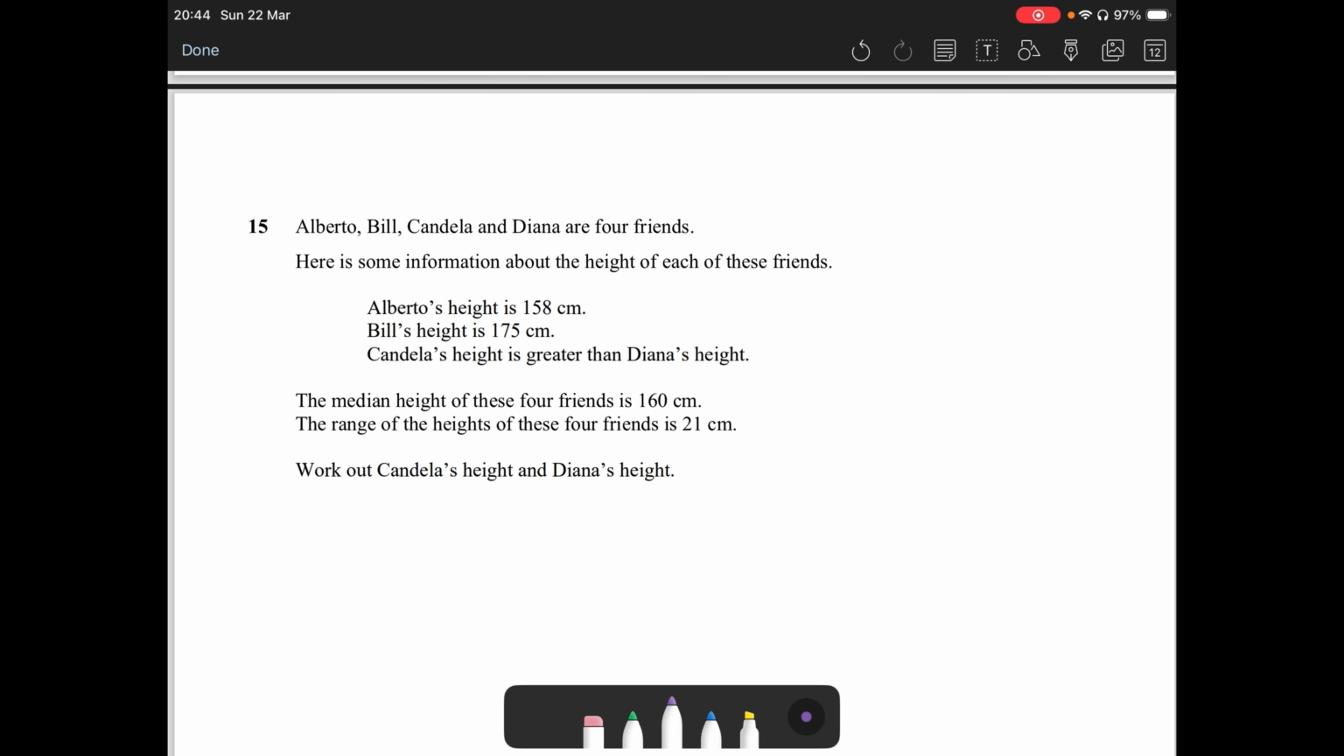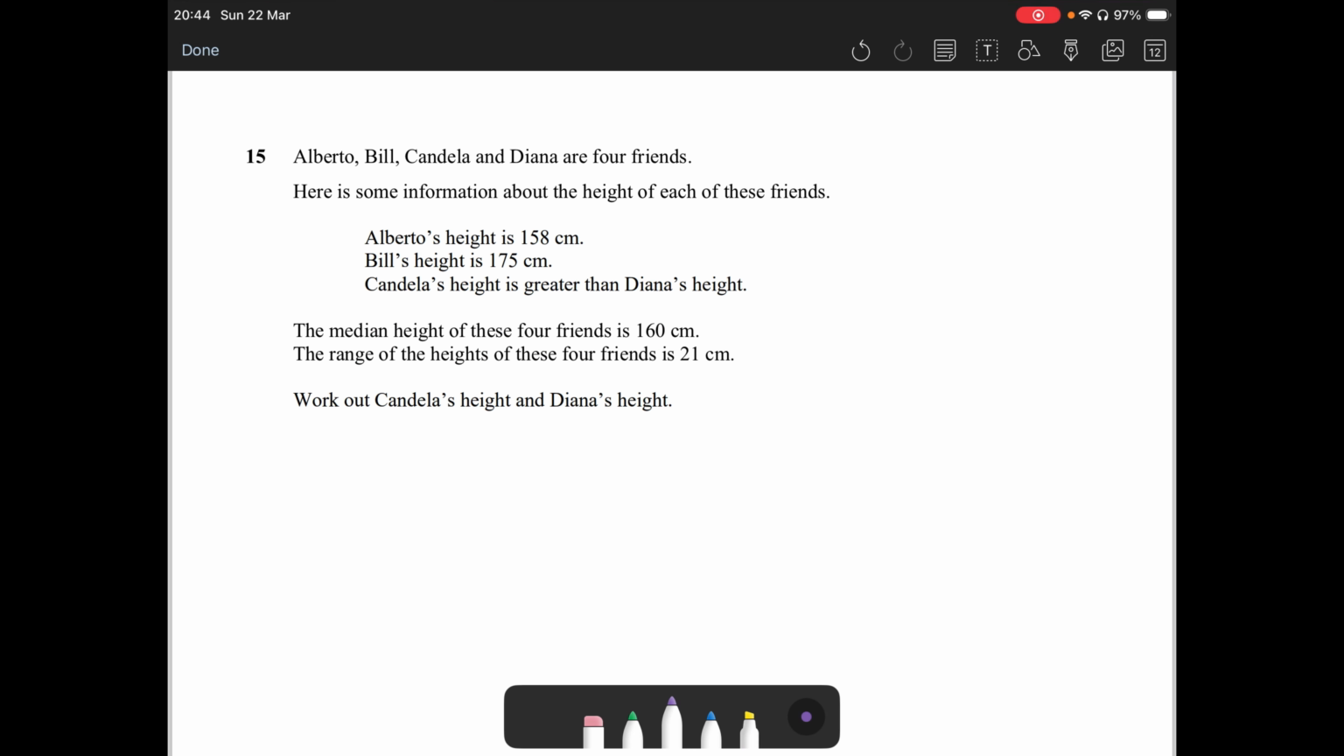Number 15, we've got Alberto, Bill, Candela, Diana. I like these questions. At Excel, they like to always call them A, B, C, D, just because it makes our lives easier. Okay, so we've got 4 people's heights. Don't take it as a given that they're in ascending or descending order, but obviously we've got 4 people to think about. So let's write 4 blank spaces. To help me, I'm going to put the smallest on the left, biggest on the right, and the 2 middle numbers in between from smallest to biggest.